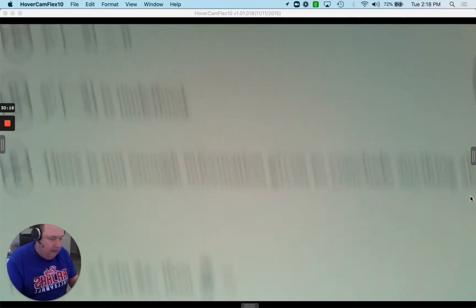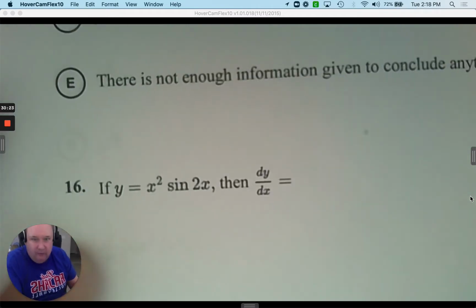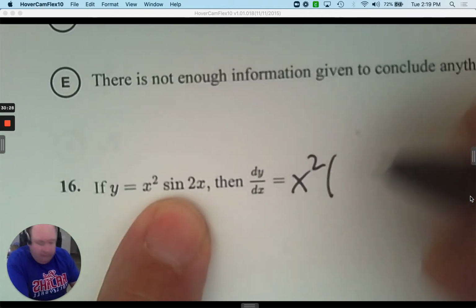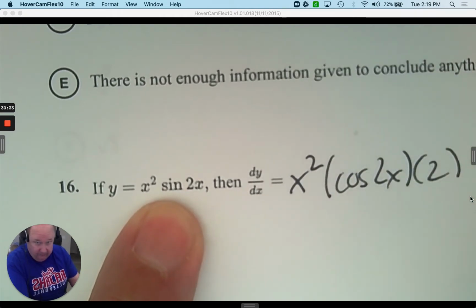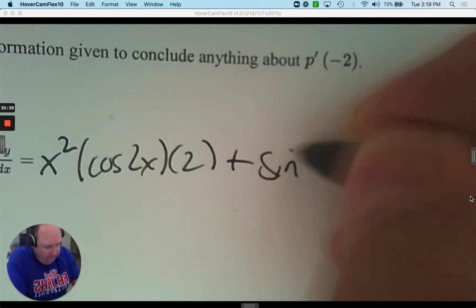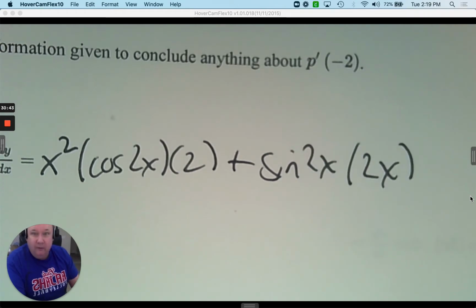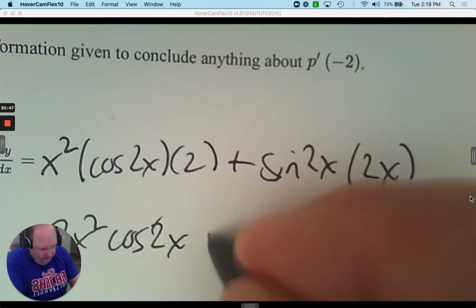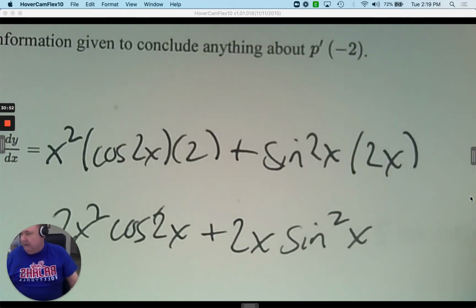All right, let's look at number 16. Y equals x squared times sine 2x. What's the derivative? The derivative for sine is cosine, and it's a double hook. The derivative of 2x is 2. Plus the second times the derivative of the first, and there you go. So we got 2x squared cosine 2x, and we have 2x sine squared x. And then we're looking for the answer that matches.